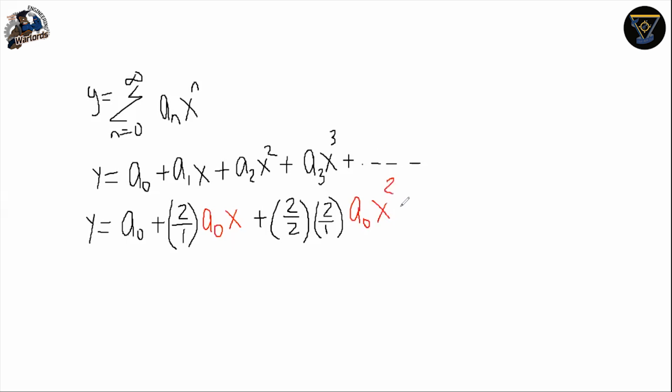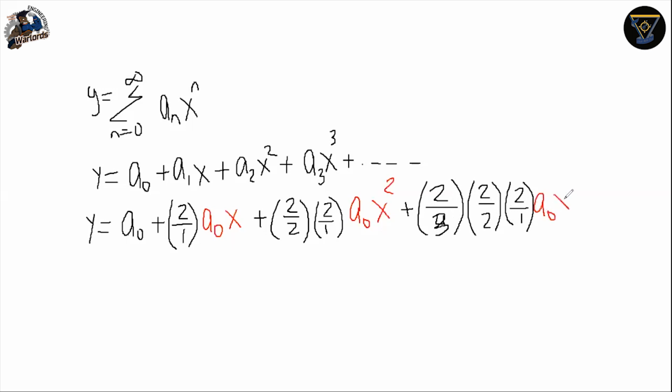And the last one, did anyone have a3? All right, a3 was 2 over 3 times 2 over 2 times 2 over 1, with the a naught multiplied by x cubed. And then we say plus, and so on.